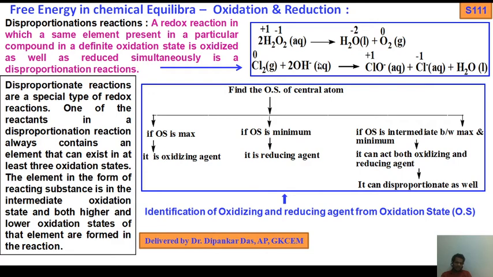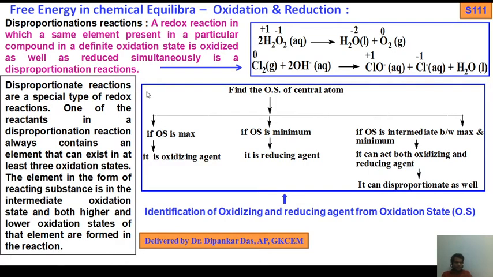I think you understood. Again, here oxygen is -1: -1 to -2 is reduction, and -1 to 0 is oxidation. So oxidation and reduction take place simultaneously. Similarly, in the case of Cl2, 0 to +1 is oxidation and 0 to -1 is reduction. So the same oxidation state is oxidized as well as reduced simultaneously. That is called a disproportionation reaction.